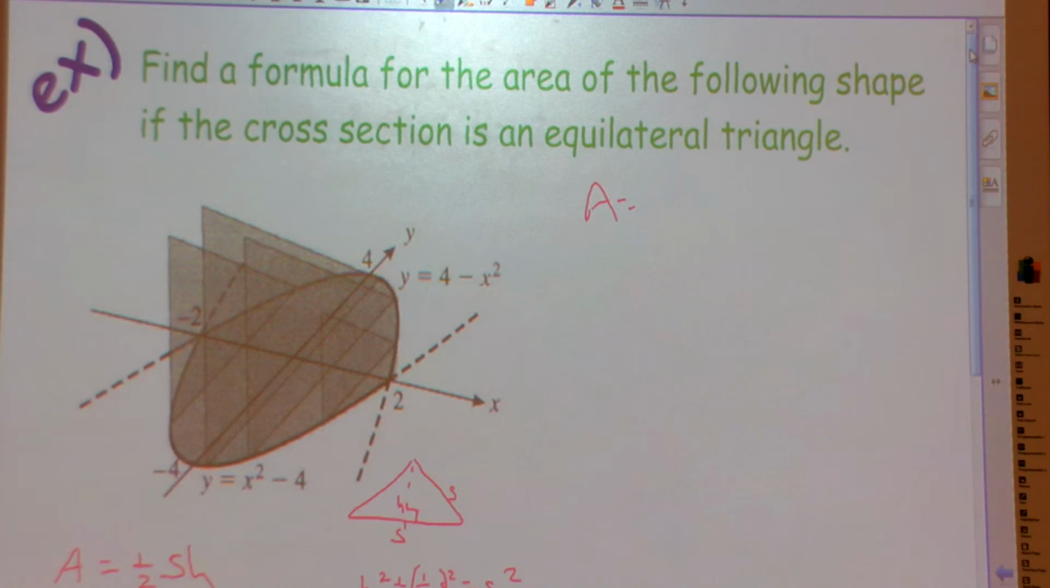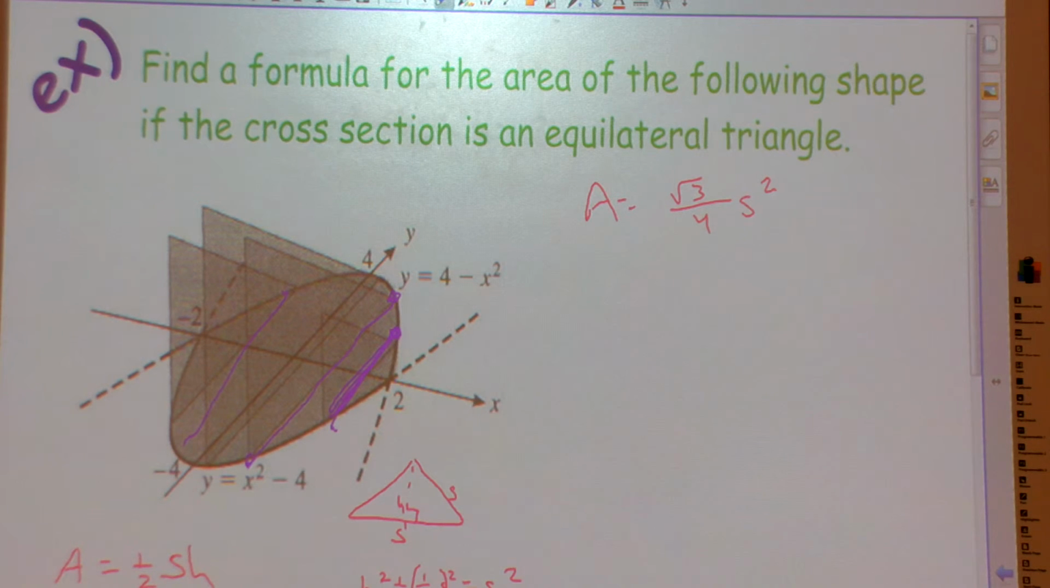It asked me to find the area of a cross-section. A cross-section is just one of those triangles. So the area we know is square root of 3 over 4 S squared. The only thing I need to find is my S. Looking at this, a side that's floating up into space does not help me to find the side, does it? However, the one that's on the bottom goes from curve to curve no matter where I look. Everyone see that?